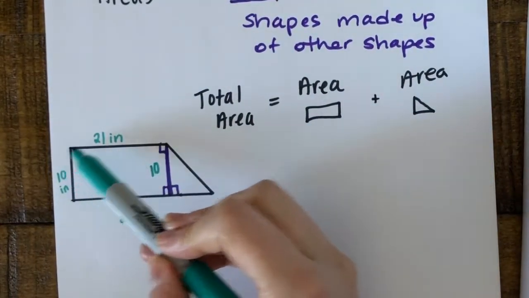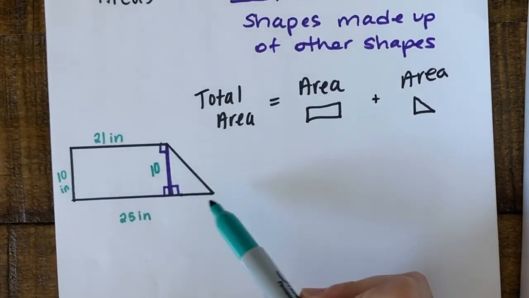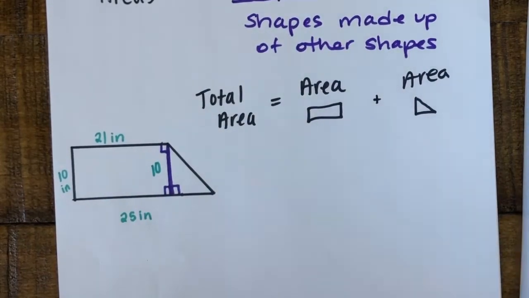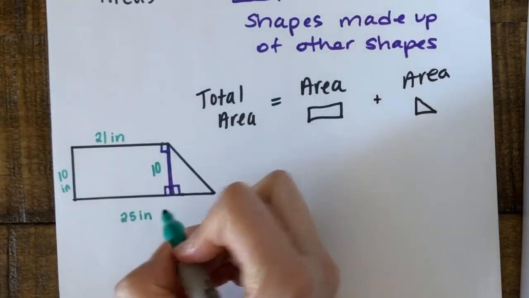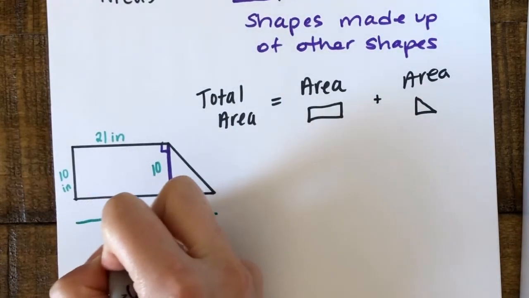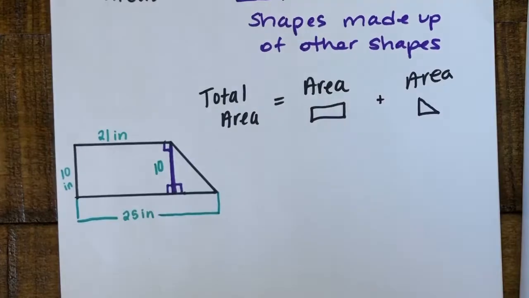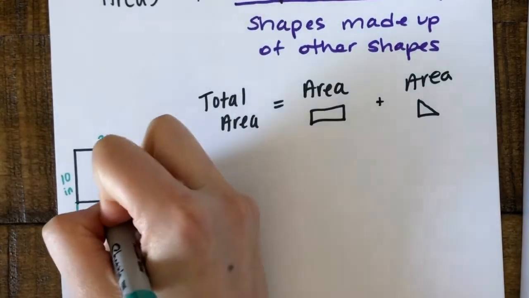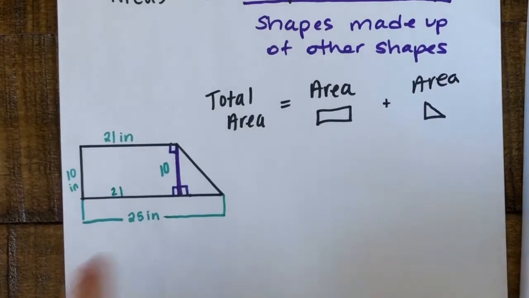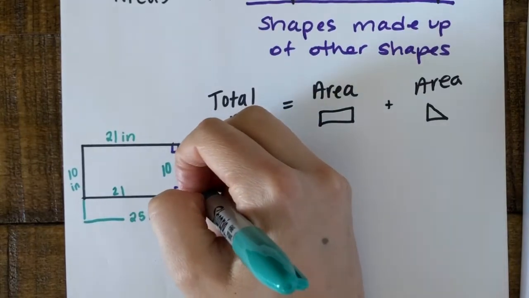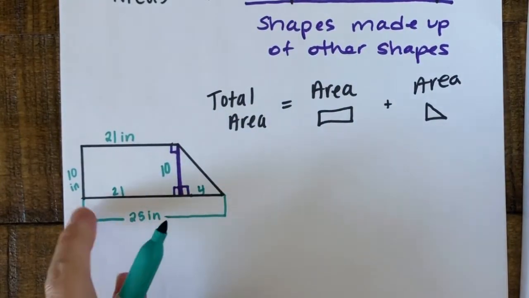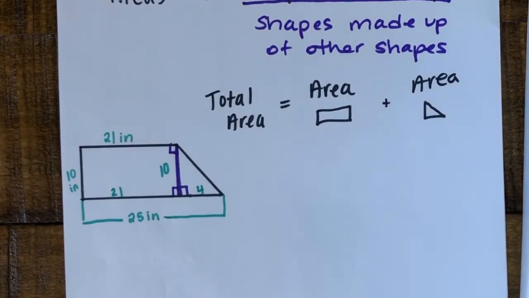And then on this side I have 21 inches, and down here I have 25 inches. So what I think that means is that my rectangle side is 21, but the whole side is the 25. So that means that this much inside the rectangle is another 21, and that would mean that this leftover bit here in the triangle has to be 4. So together, the 21 and the 4 make that total 25 inches. And now I'll find the area of each of my pieces.